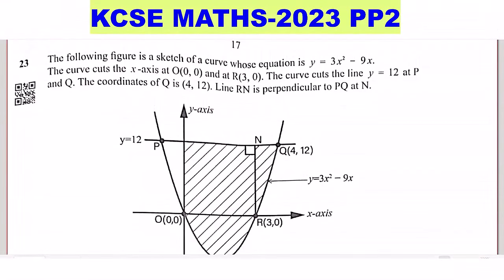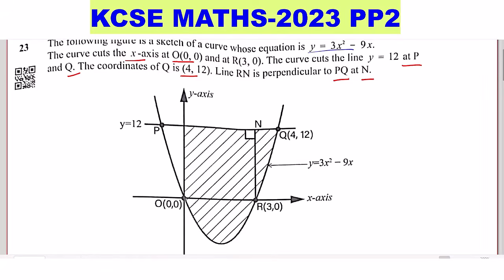Question 23. The following figure is a sketch of a curve whose equation is y equals 3x squared minus 9x. The curve cuts the x-axis at O(0, 0) and at R(3, 0). The curve cuts the line y equals 12 at P and Q. The coordinates of Q are (4, 12). Line RN is perpendicular to PQ at N. So all that information is shown on that figure.